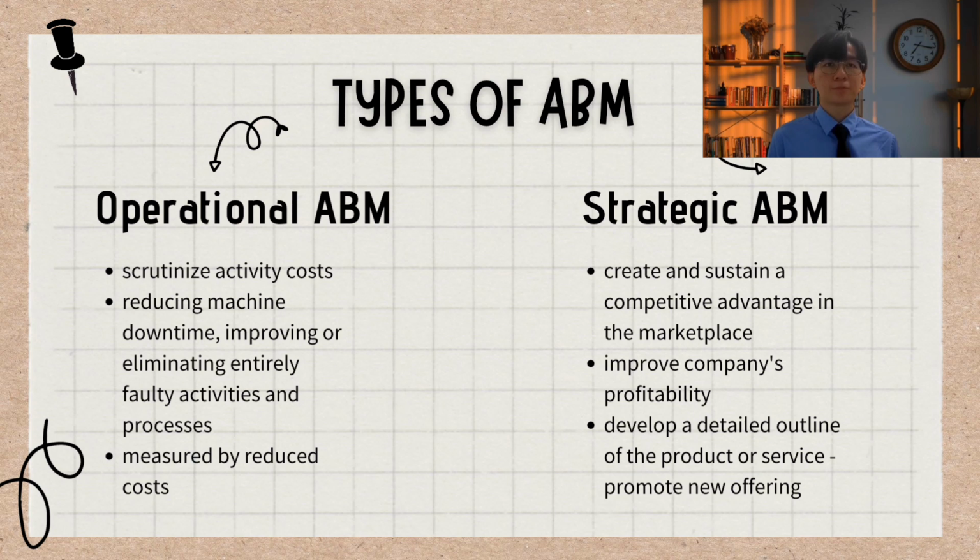Strategic ABM helps to explore various ways a company can create and sustain a competitive advantage in the marketplace. And for those who are applying strategic ABM, they are looking to improve their company's profitability or to maximize their company's profits. ABM attempts to alter the demand for activities to increase profitability, encompasses decisions about product design and development where the biggest opportunity for cost reduction exists, and improves relationships with suppliers and customers.